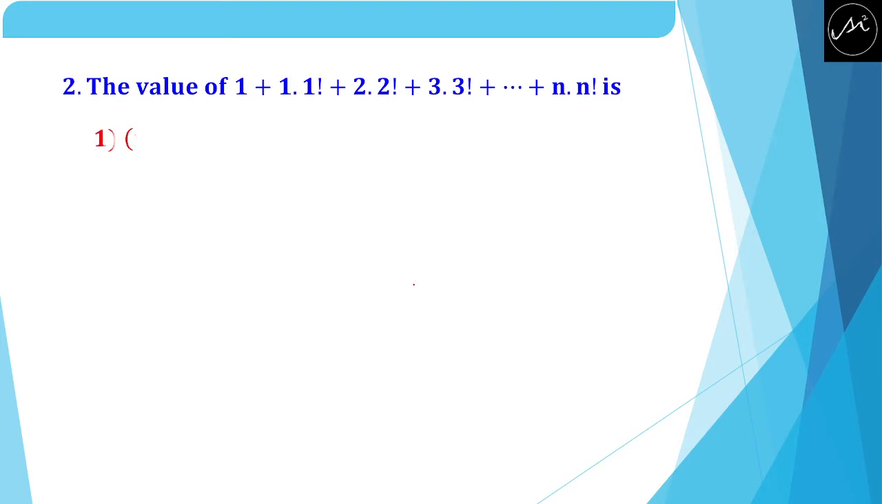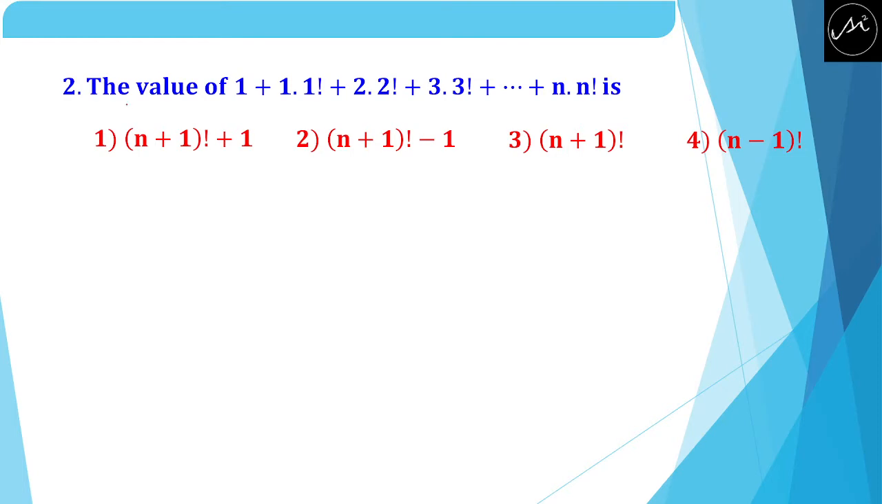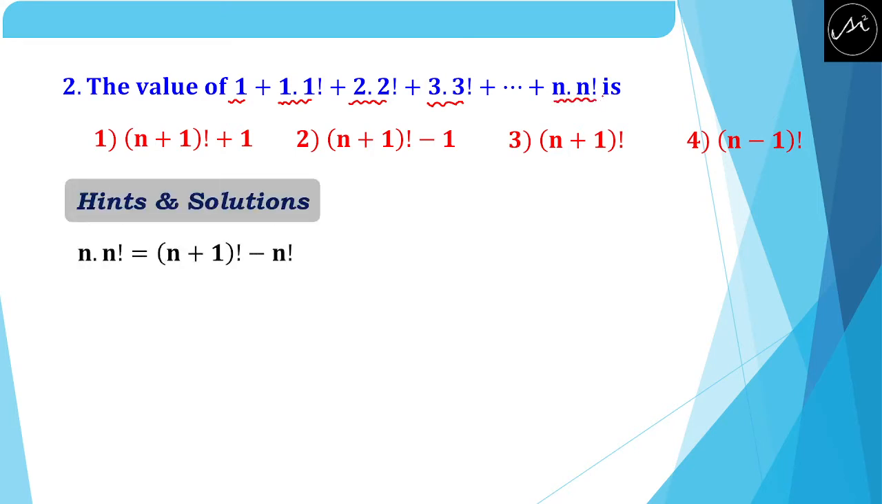Now let us go for the second problem. Find the value of 1 plus 1 into 1 factorial plus 2 into 2 factorial plus 3 into 3 factorial plus so on to n into n factorial. We know that n into n factorial means the formula is n plus 1 factorial minus n factorial.